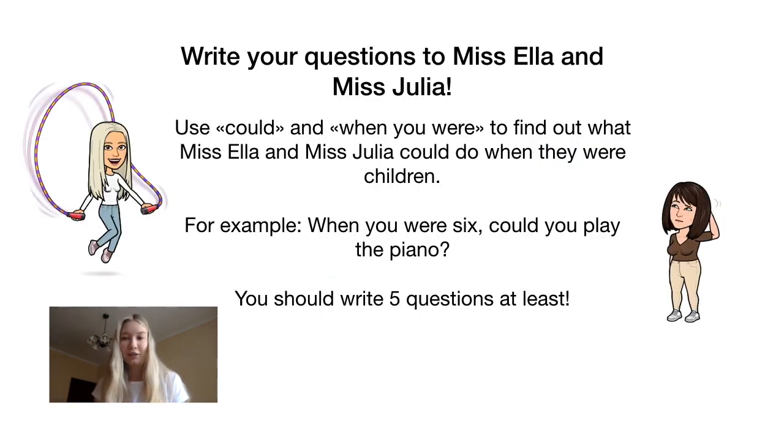Okay, and here is the next exercise. What you need to do here is write your questions to Miss Ella and Miss Julia, to me. You need to use could and then you were to find out what we could do when we were children. For example, when you were 6, could you play the piano? And don't forget that you should write 5 questions at least, да, по меньшей мере 5 вопросов, and we will answer them, and please be creative and have fun while writing your questions to us.